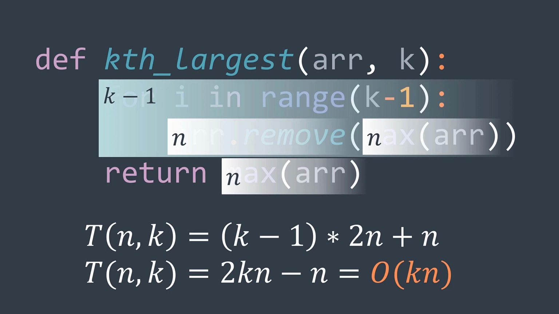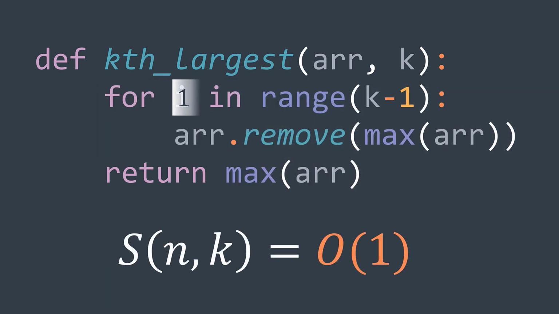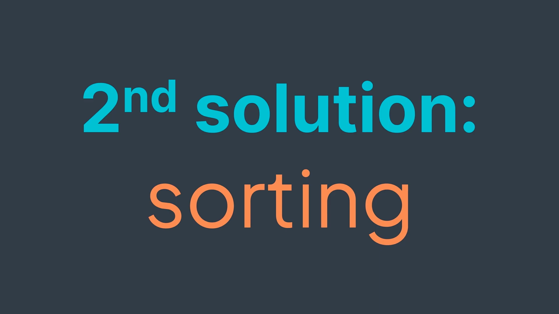I know that in reality, during the iterations, n will decrease because we have less and less elements, but we get the same time complexity. And for the space complexity, we're not using input size related variables, we have a constant space complexity. This solution is a bit slow, let's move to the next one.